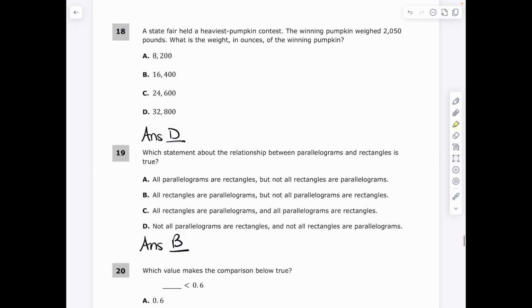For 18, we have the State Fair held the heaviest pumpkin contest. The winning pumpkin weighed 2,050 pounds. What is the weight in ounces of the winning pumpkin? So this is converting pounds to ounces, so you have to go back and look at the conversion chart. Since we have 2,050 pounds and each pound is 16 ounces, I'm going to multiply 2,050 times 16.